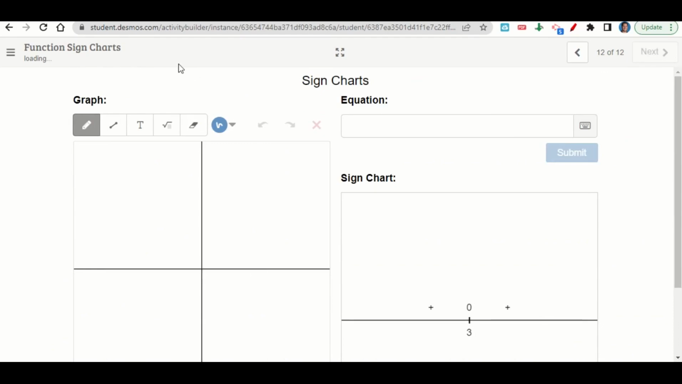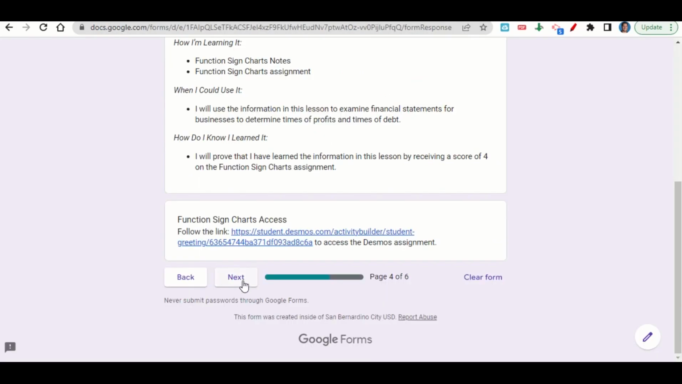At the end of the assignment, you'll go ahead and go back to your Google form and click Next. This will take you to your Before You Go. Go ahead and fill out your Before You Go and then submit your work on Google Classroom.